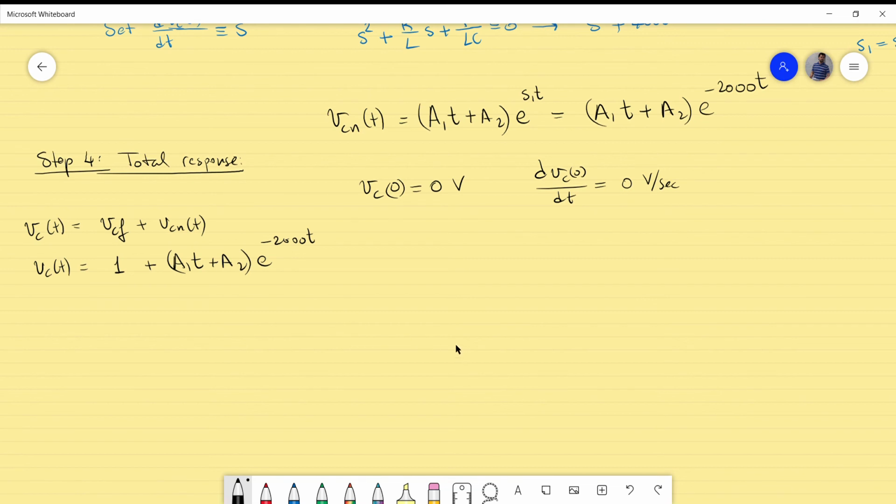So let's take the derivative of the expression we have here now. So like this, I will lose the 1, and this is a product rule, so I will get A1 times e to the power minus 2000 t, and then plus (A1 t plus A2) quantity, and then times minus 2000 e to the power minus 2000 t. So if I write it down in a different way, I will have this.